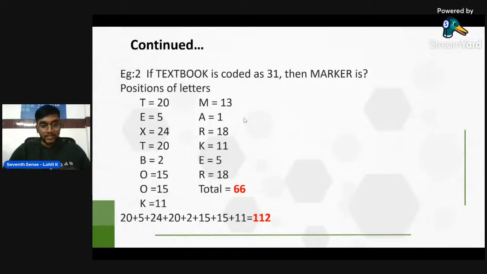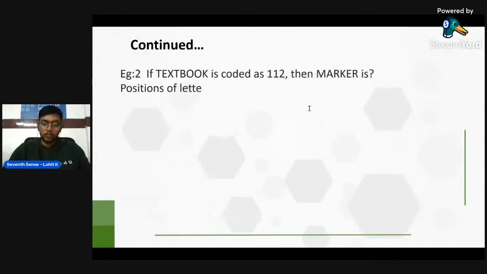Okay guys, I have changed the question here, so don't go on the same thing. This is not the solution for this question. I have changed just the question here. Previously it was 112 here, and for 112 this is your answer. But if I'm changing it to 31 here, if I'm giving the question as 31, then marker will be changed to 30.